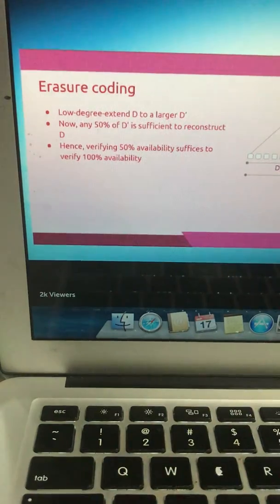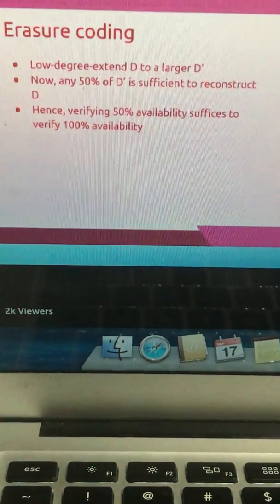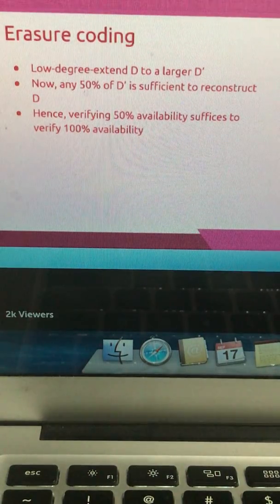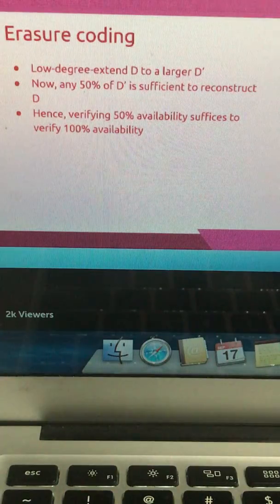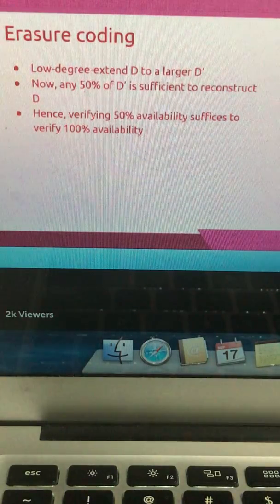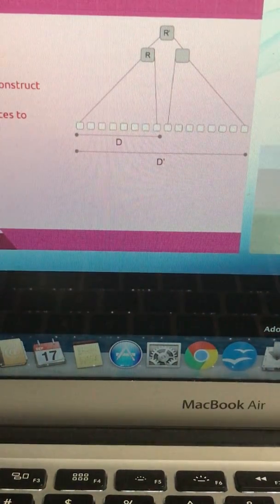So erasure coding. What we're going to do is we're going to low degree extend D, and we're going to low degree extend it to a larger D prime. So now any 50% of D prime suffices to reconstruct all of D prime. And so verifying 50% availability of D prime suffices to verify 100% availability of D prime. Do people get this? Okay. So this is erasure coding, right?